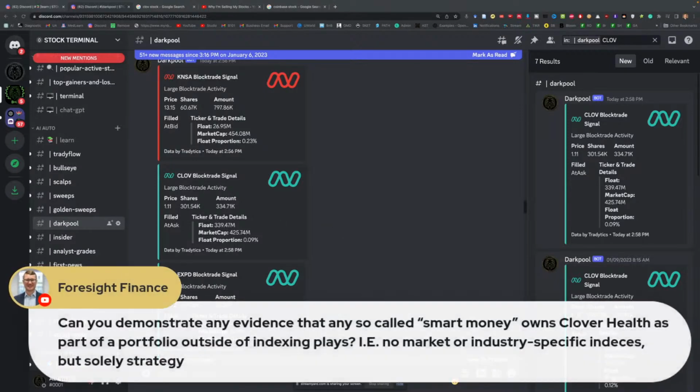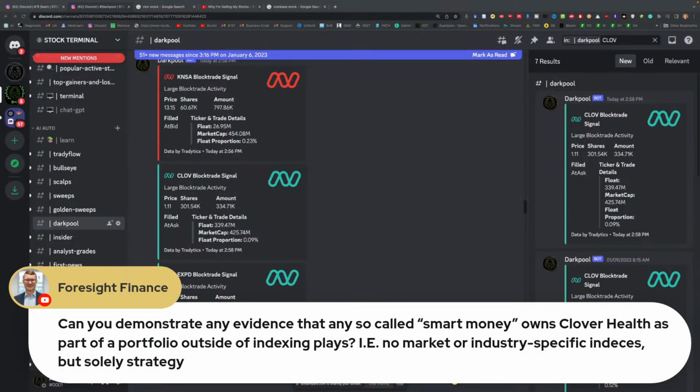And then maybe this might be good for the next video. I'm going to read it out loud so I can go back to the video to watch it if I forget. Can you demonstrate any evidence that any so-called smart money owns Clover Health as part of the portfolio outside of index plays? No market or industry specific indices, but solely strategy.